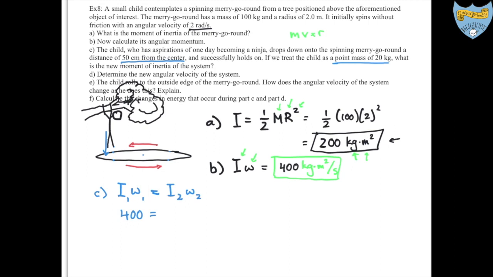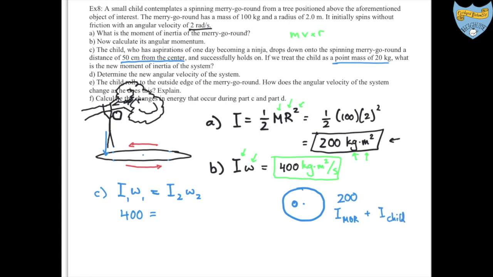The relevant information about the child is where he lands, and also that the child is 20 kilograms and that we're supposed to treat him like a point mass. So there's my rough diagram of what the system looks like after the kid lands on it. Okay, so the moment of inertia of the merry-go-round is 200. That's just the merry-go-round, MGR for merry-go-round. However, we also have the child.